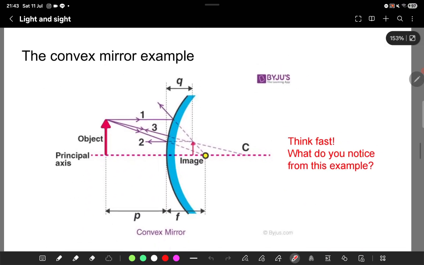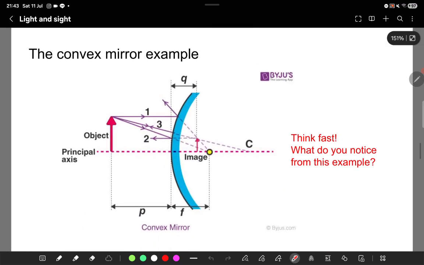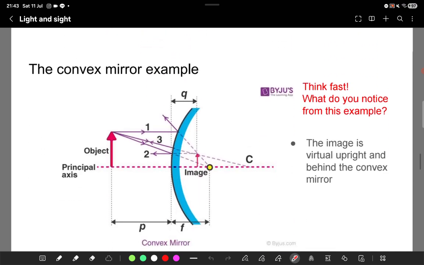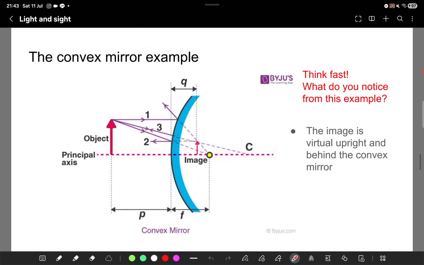Next, the convex mirror. So again, think fast. What do you notice from this example? Have you gotten what you've noticed? Here is what we notice. The image is virtual, upright, and behind the convex mirror. This here is shading the mirror. That means this whole region is behind the mirror.